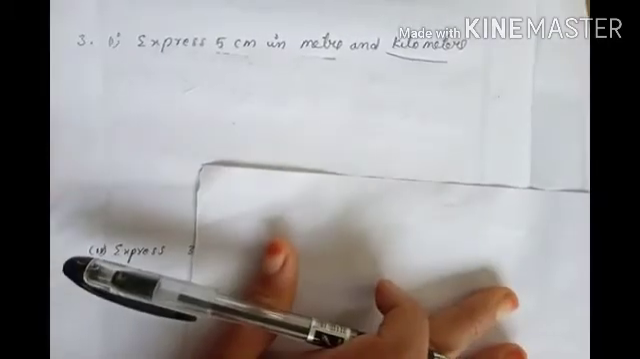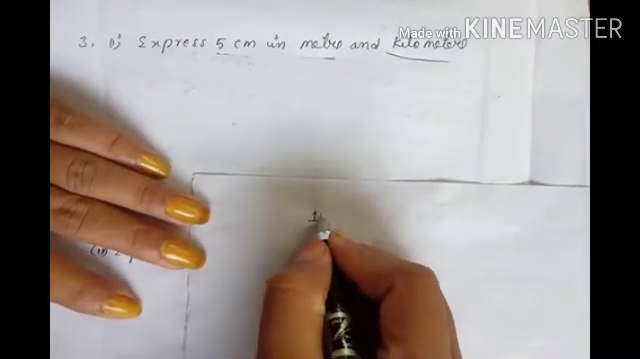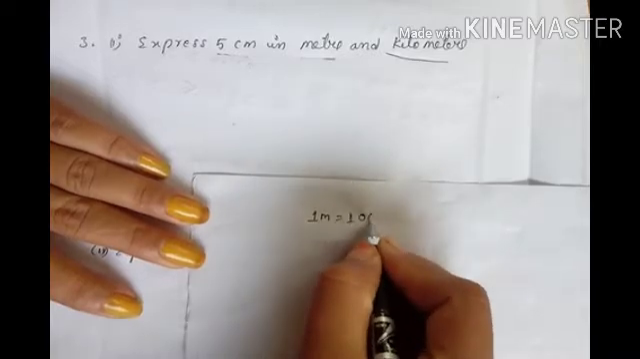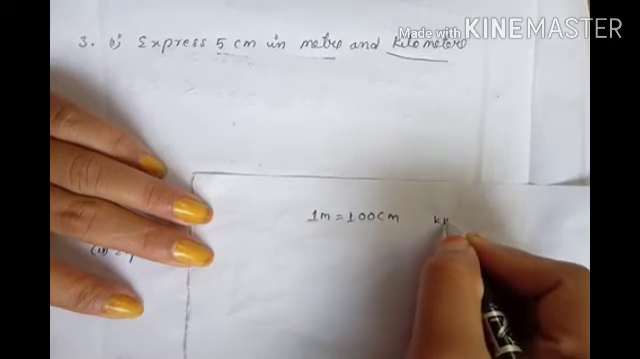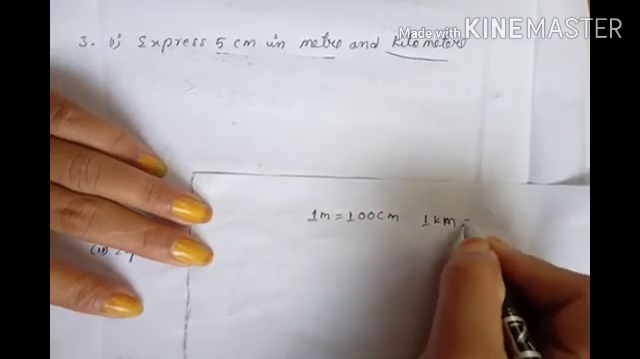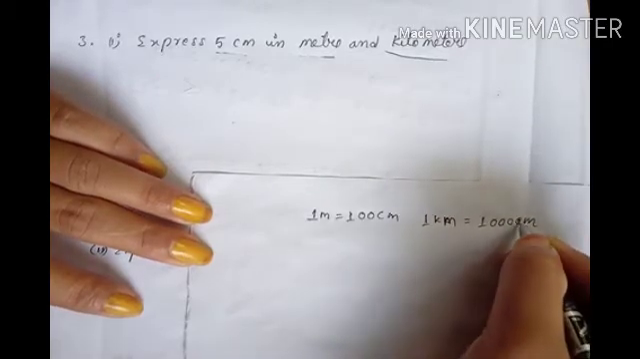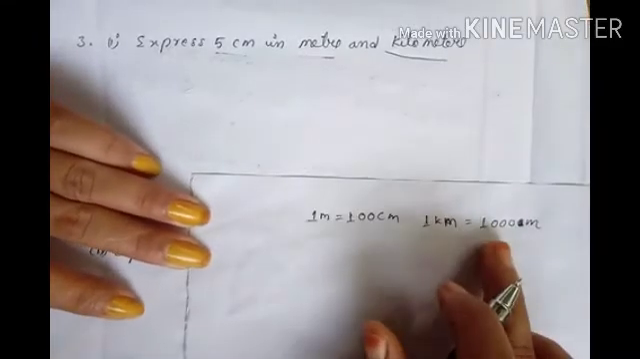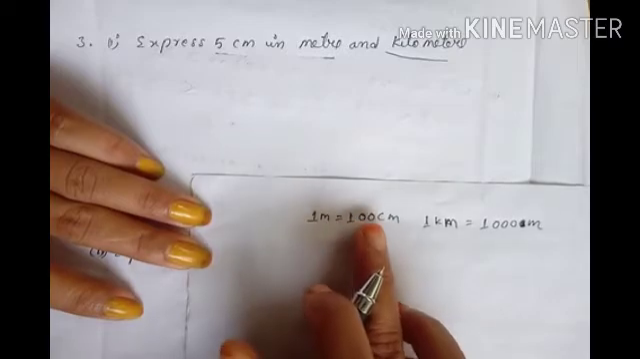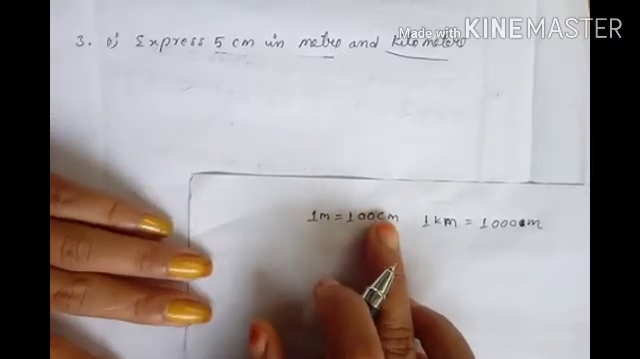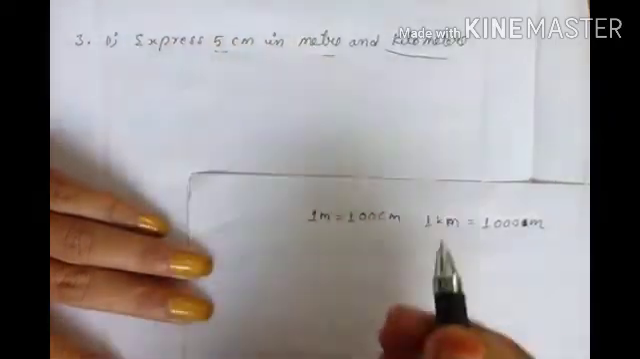So what we know: 1 meter is equal to 100 centimeter, and again 1 kilometer is equal to 1000 meter, isn't it? So 1000 meter is equal to 1 kilometer and 1 meter is equal to 100 centimeter. So what we will do, first here it is given centimeter. So centimeter you will convert to meter.